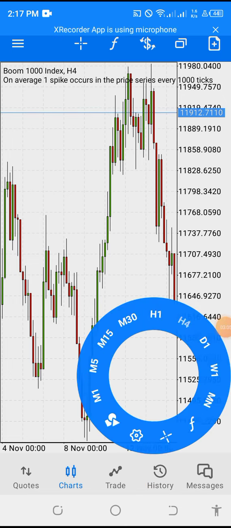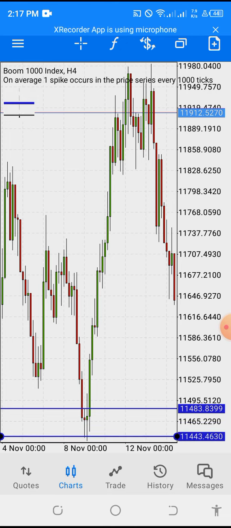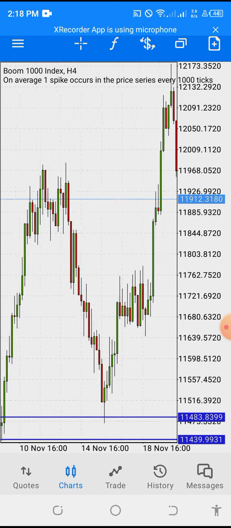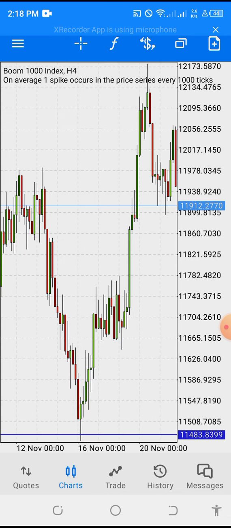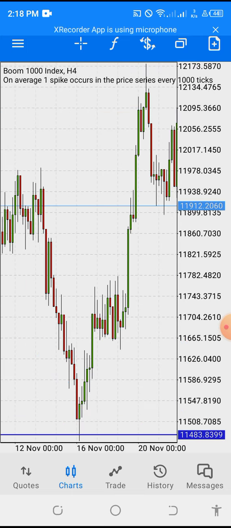What you do is mark out the last bearish candle. Here is the last bearish candle that led to that aggressive buying. Mark out the high and the low. I'll use my horizontal line to mark it out. That candle looks like a doji. All you need to do is wait for price to get to that point again. Just be patient enough to wait for price to get to that point again.